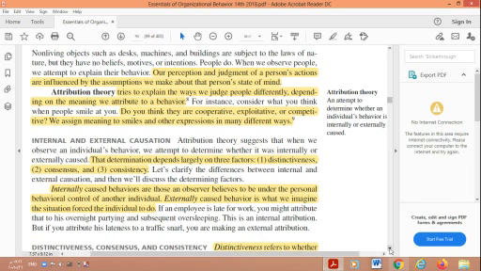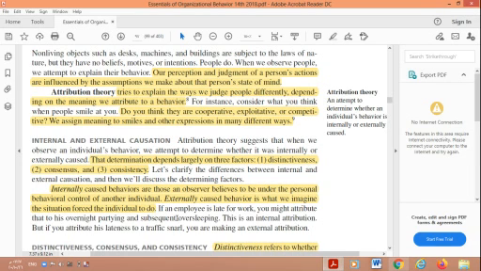Now we want to know, what do we mean by internal causes and external causes of perceptions? Internally caused behaviors are those an observer believes to be under the person's behavioral control. So internal causes or forces are related to the person himself, under the control of the individual, while external causes or forces are related to the surrounding environment, uncontrollable factors for the person. Externally caused behavior is what we imagine the situation forced the individual to do.